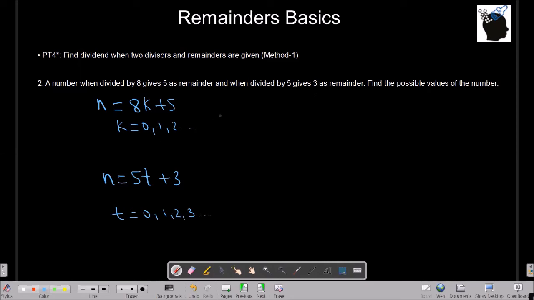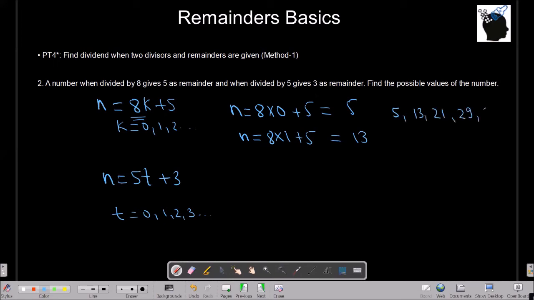So if I put k is equal to 0, I'll get the value of n as 8 into 0 plus 5, which is nothing but 5. If I put k is equal to 1, so 8 into 1 plus 5, which is 13 and so on. And if you notice, the subsequent values will differ by 8. So I can write the values of n as 5, 13, 21, 29, 37, 45 and so on.